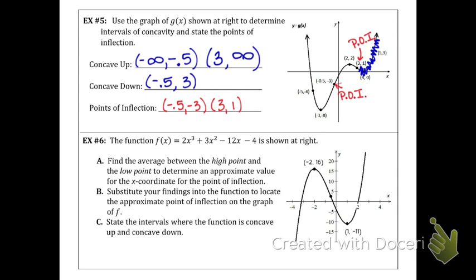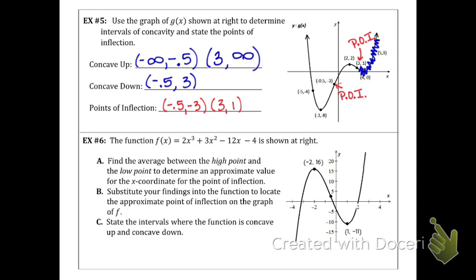Then for example 6, it says the function given there is shown at the right. This one's going to walk us through how to find a good estimate of that point of inflection. Is it going to be exact? Not every time, but it's going to be a good estimate of it. To get exact, we'd have to use calculus.